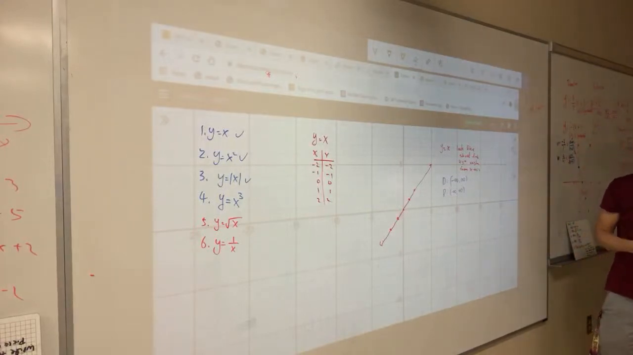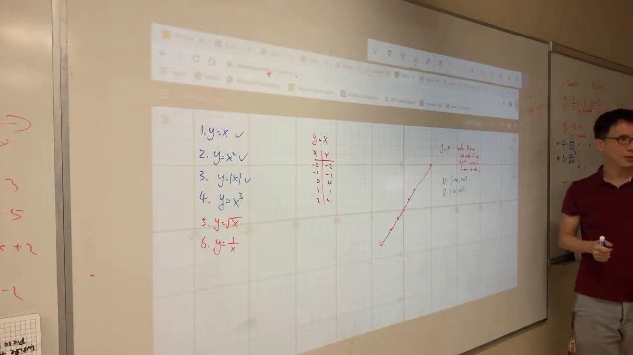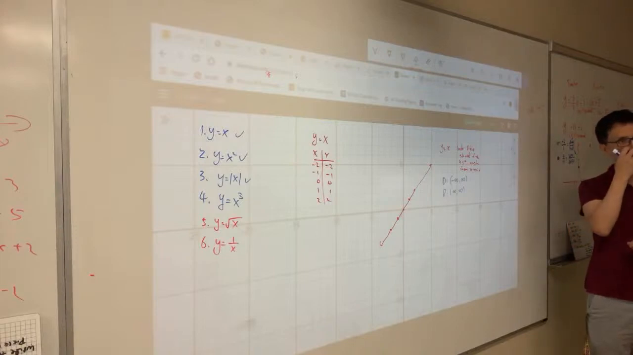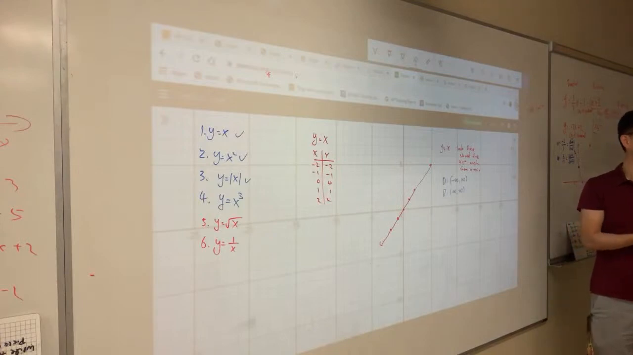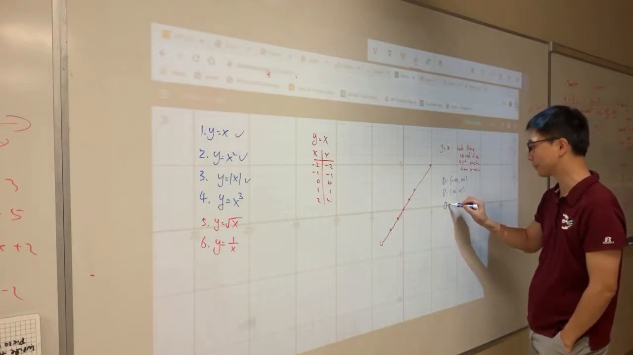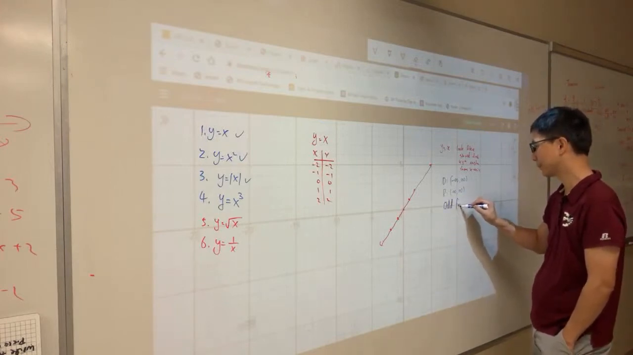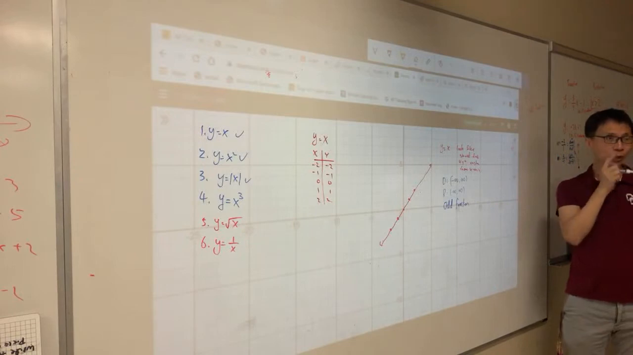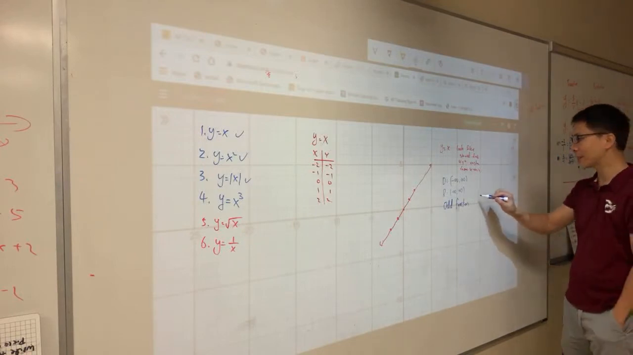Now we're going to talk about something we never talked about: what kind of function is this? Even function or odd function? How many of you have heard of even and odd functions before? Do you remember what that means? So we can say that this is an odd function. The reason it's called an odd function is that it's symmetric about the origin.